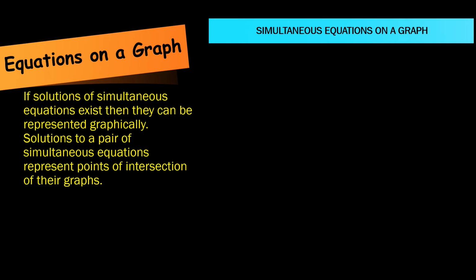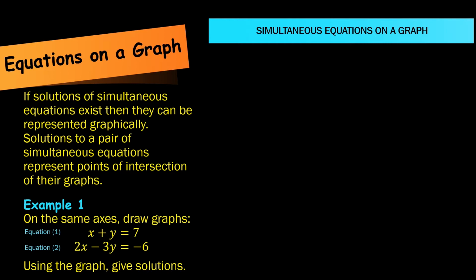If solutions of simultaneous equations exist, then they can be represented graphically. Solutions to a pair of simultaneous equations represent points of intersection of their graphs. Let's take a look at an example.